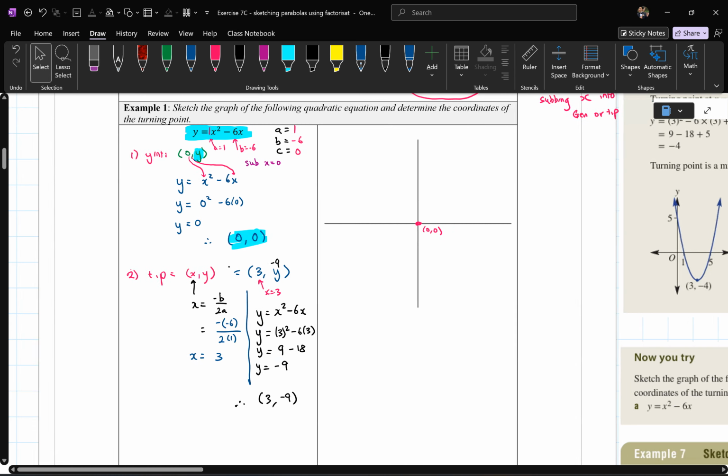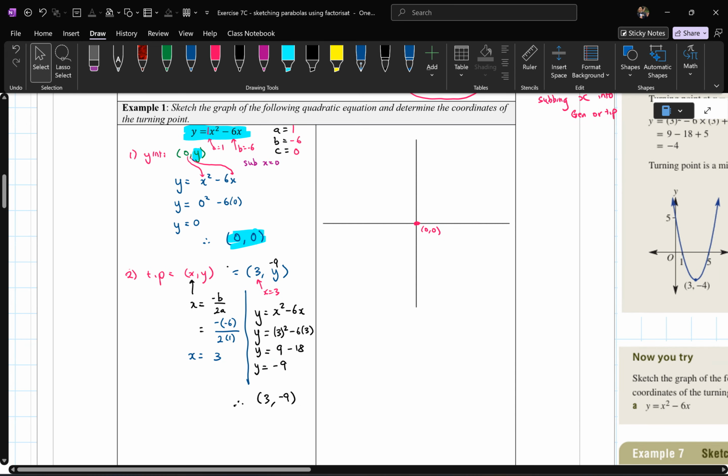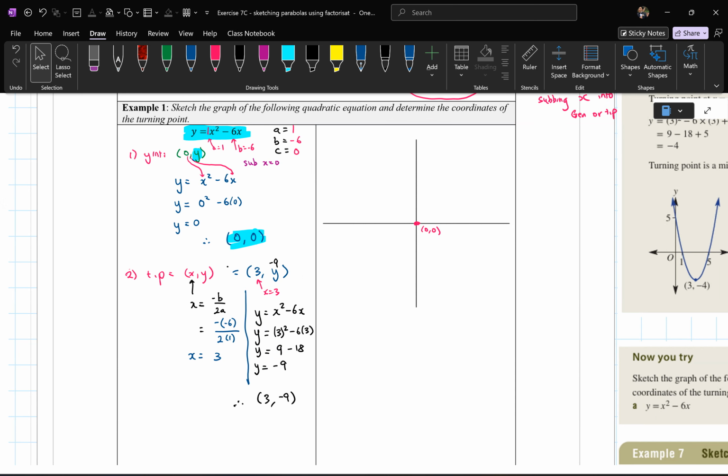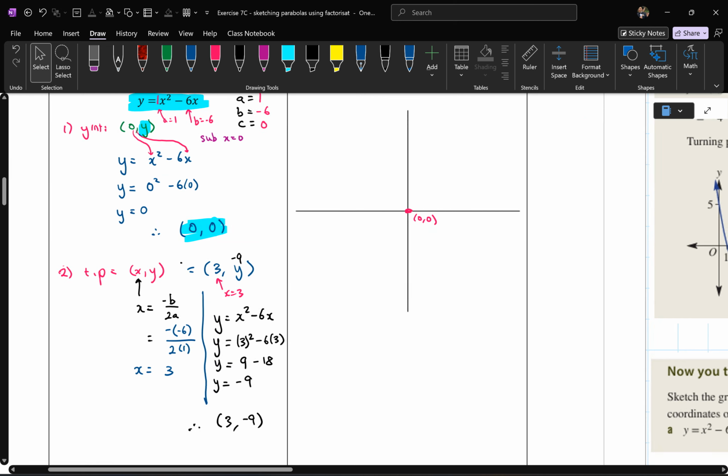So that's what I mean. That's the 2 steps. So y-intercept is the easiest. Turning point, if you're using the formula, or even if you're not, you're still just finding the x coordinate. You have to find the y value as well. So it takes a bit more steps. So turning point takes a bit longer.